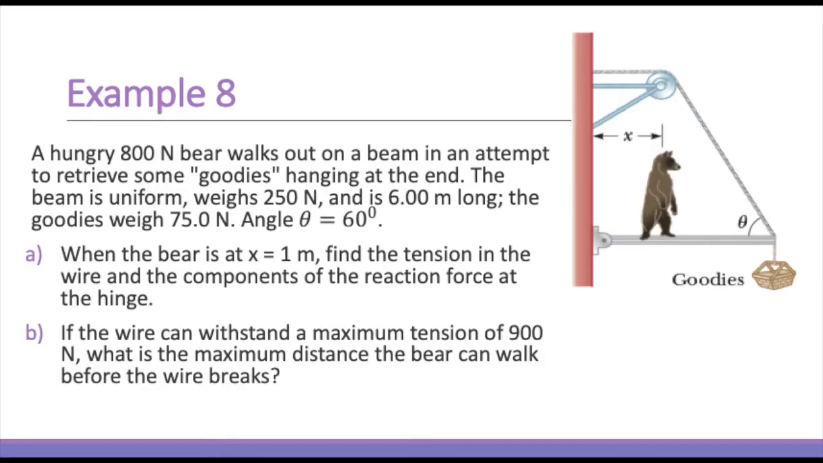Example 8: a hungry 800 newton bear walks out on a beam in an attempt to retrieve some goodies hanging at the end. The beam is uniform, weighs 250 newtons, and is 6 meters long. The goodies weigh 75 newtons. Angle theta equals 60 degrees. A, when the bear is at x equals 1 meter, find the tension in the wire and the components of the reaction force at the hinge. B, if the wire can withstand a maximum tension of 900 newtons, what is the maximum distance the bear can walk before the wire breaks?